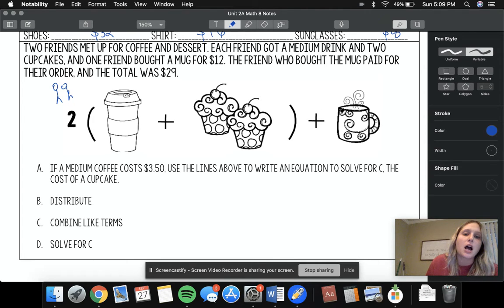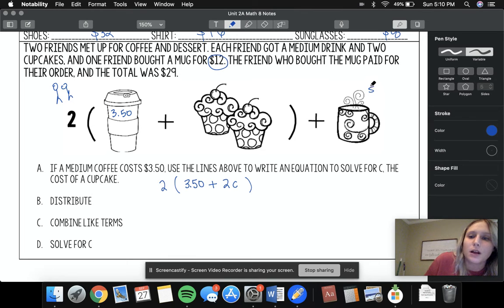So it says if a medium coffee costs $3.50, use the lines above to write an equation to solve for C, the cost of 1 cupcake. So we have our 2 friends. Each of them got a medium coffee, which we know the price of, and they also each got 2 cupcakes. Okay. Now only one friend got a mug, and if we go back up here, we see that the mug was $12.